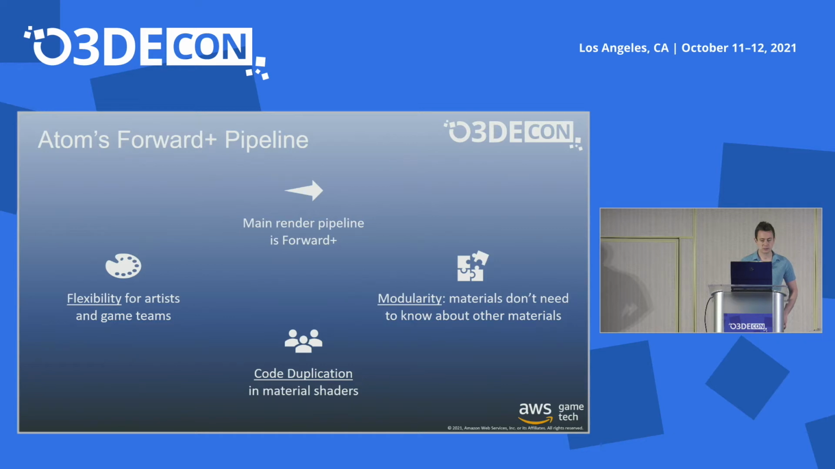So, Atom's Forward Plus pipeline. We chose Forward Plus because it allows more flexibility for artists and also modularity for game teams. If you have complete control over your materials and shading models, you can easily adopt a cartoon renderer, a physically based renderer, something in between. The door's wide open for creativity. And modularity, because materials don't need to know about each other, so you can easily add new materials without impeding on existing architecture. The problem with this, though, is that it results in code duplication.